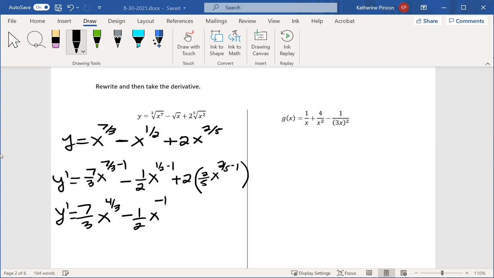Great. Okay, in this one, I'm going to do 2 times 2/5. What do you get when you do 2 times 2/5? 4/5. And then 2/5 minus 1, negative 3/5.